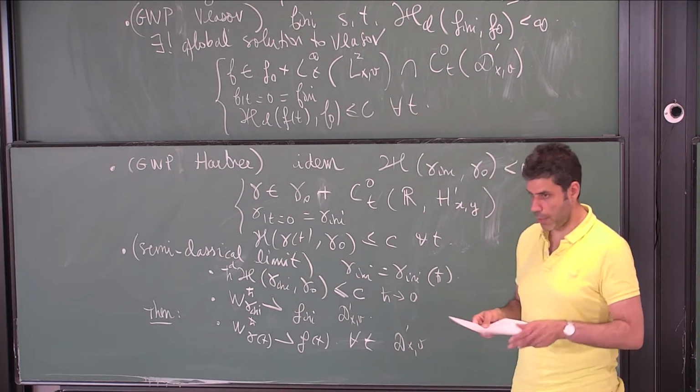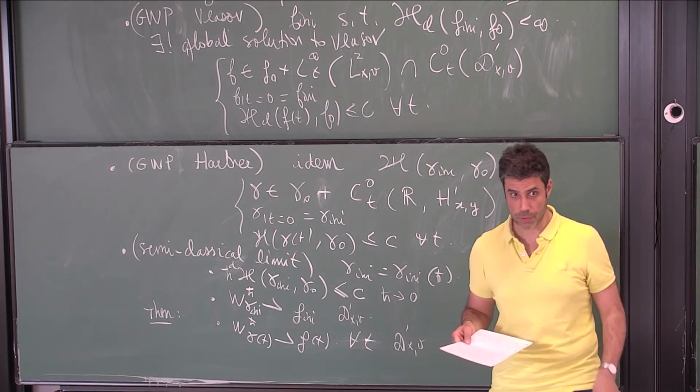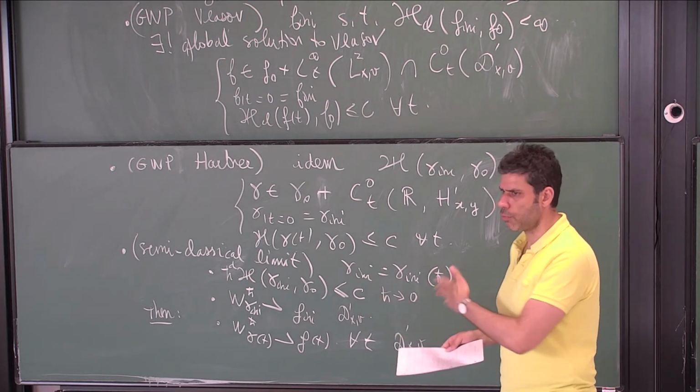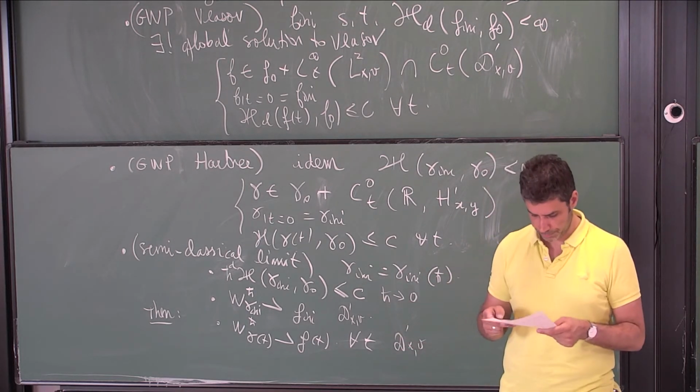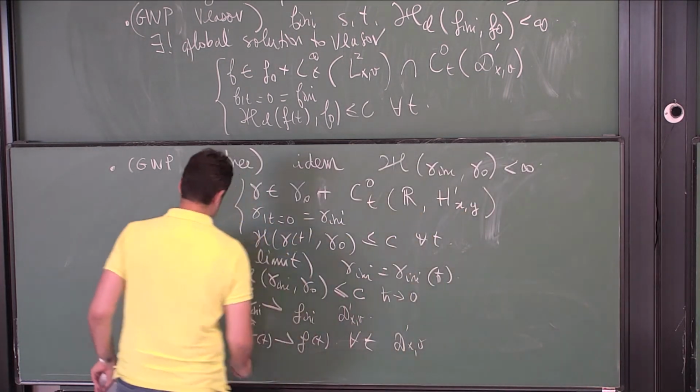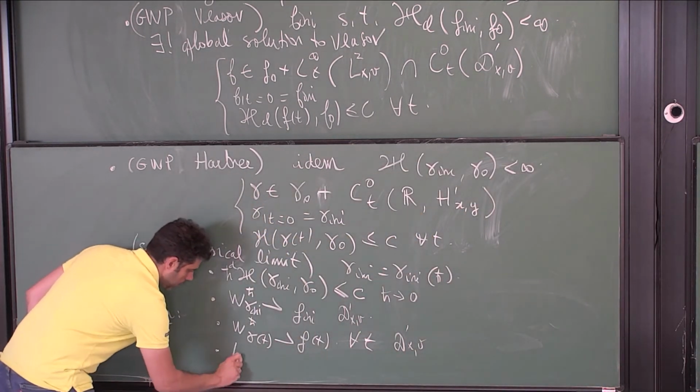Okay, so you see it's a very weak convergence of Hartree to Vlasov. I think this can be improved a lot, but we didn't really try this. And then one can also look at the density.